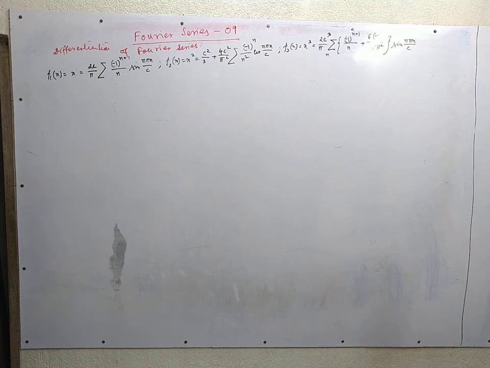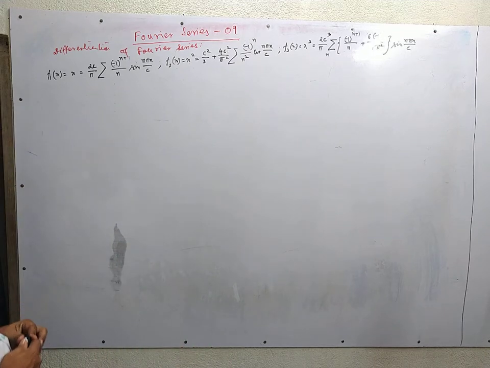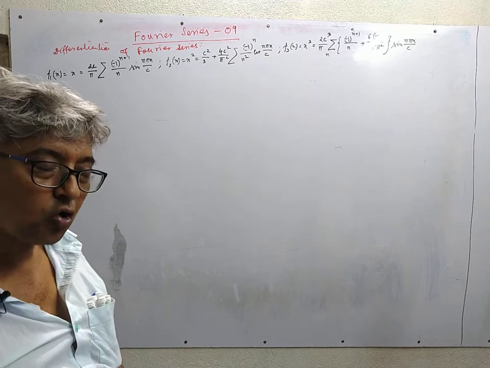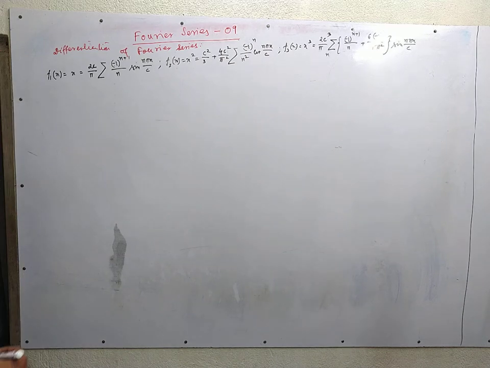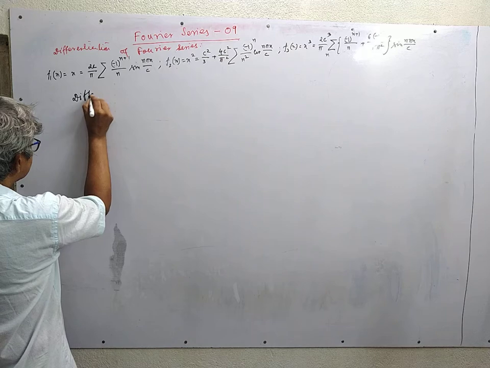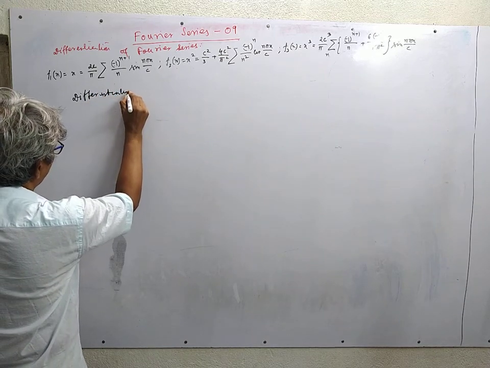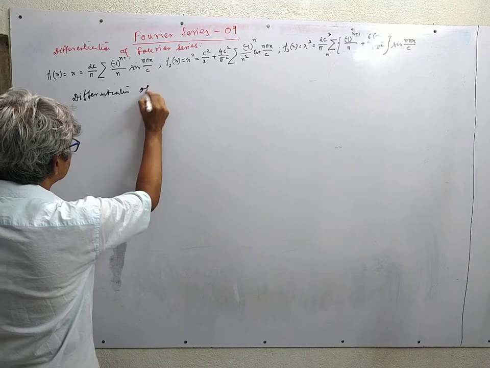Last lecture we have seen that the term by term integration of a Fourier expansion leads to the correct result. That is, the left hand side and right hand side are the same, but this is not true for differentiation. So we shall consider the term by term differentiation of Fourier expansion.